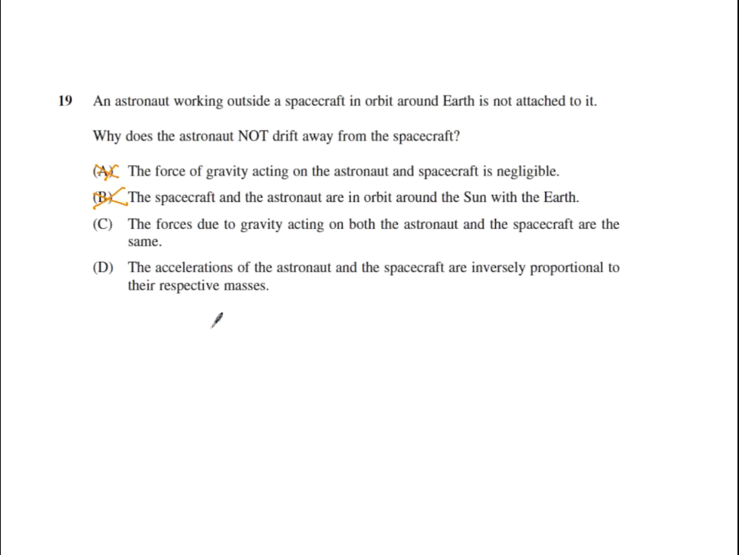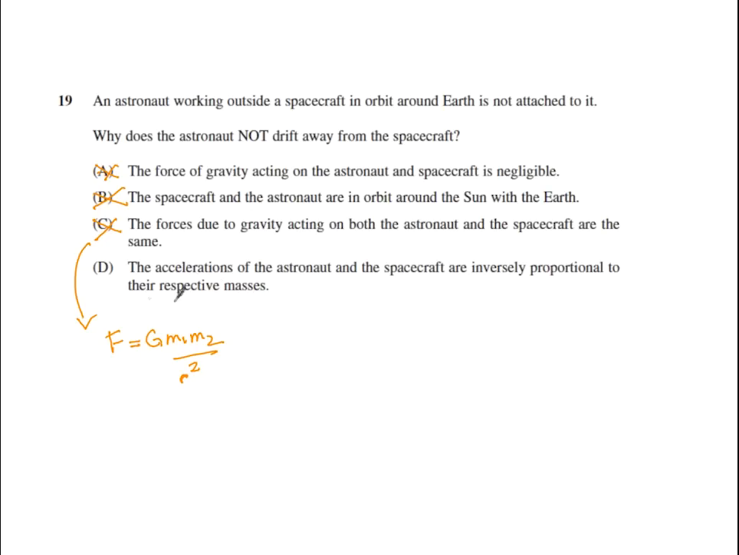C, the forces due to gravity acting on both the astronaut and the spacecraft are the same. Well, this is clearly wrong because we understand that the force between any two objects is equal to the product of their masses divided by the distance between them squared. Now, clearly the astronaut has a much smaller mass than the satellite, therefore the astronaut will experience a smaller force or weight than the satellite. So therefore C is definitely wrong.